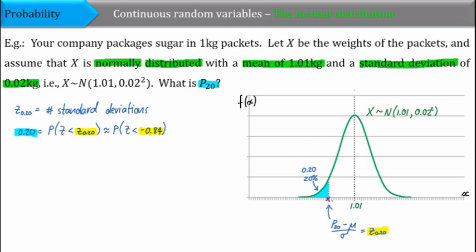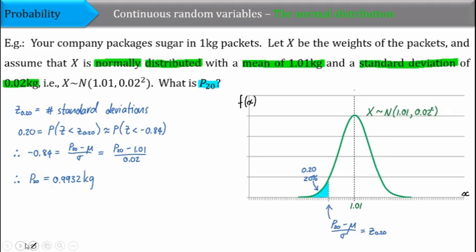Okay, so that means I need a value that is 0.84 standard deviations below the mean, and that value will separate the lowest 20% of the data from the rest. So if I look at my z-score calculation, then it's just a matter of plugging in the relevant values. I have negative 0.84, which is my actual z-score. I have the mean, which I subtract from my unknown value. I have the standard deviation, which I divide by. And now, seeing as I have the z-score and these two, I can calculate the unknown value, which will be my 20th percentile. And I see that it is 0.9932 kilograms.